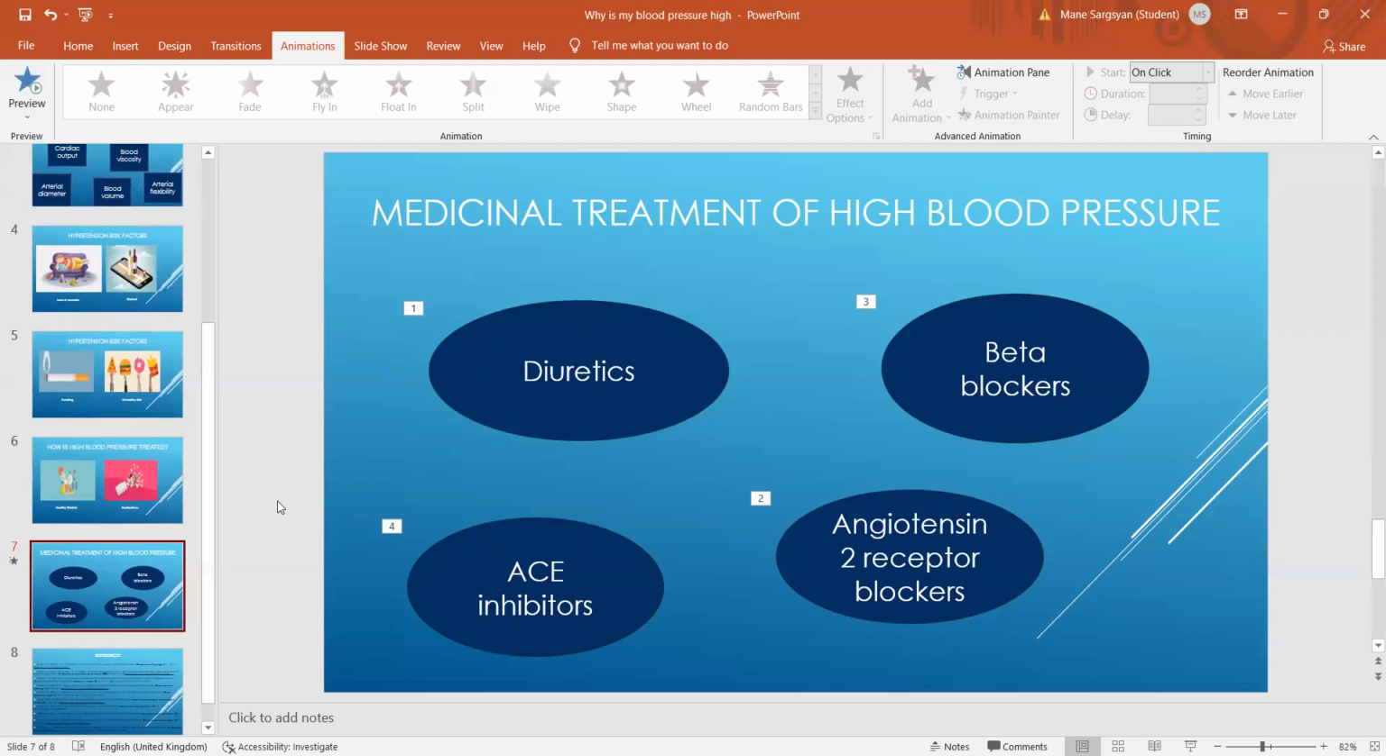ACE inhibitors and angiotensin II receptor blockers act on the blood vessels. They basically prevent the action of the hormone angiotensin, which is also a vasoconstrictor. It constricts blood vessels. So when the action of this hormone is prevented, this keeps the blood vessels dilated and lowers blood pressure. ACE inhibitors prevent the synthesis of this hormone, whereas angiotensin II receptor blockers do not prevent synthesis, but they prevent the binding of this hormone to its receptors, so they prevent its action.